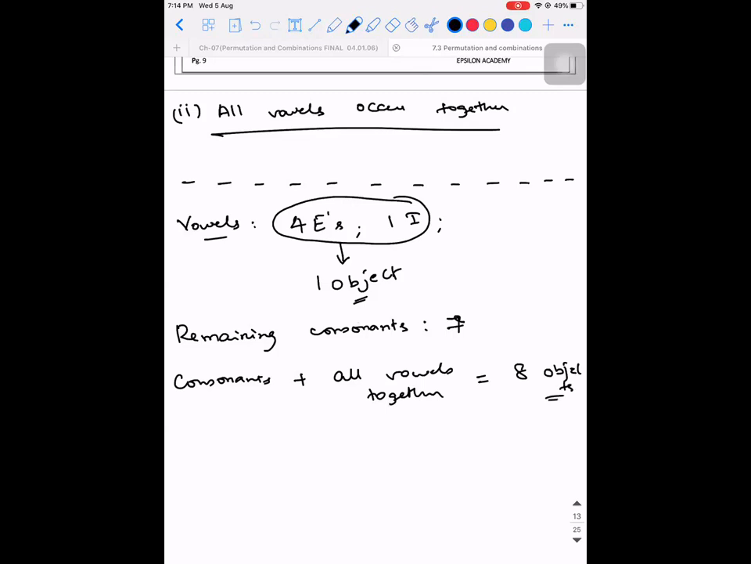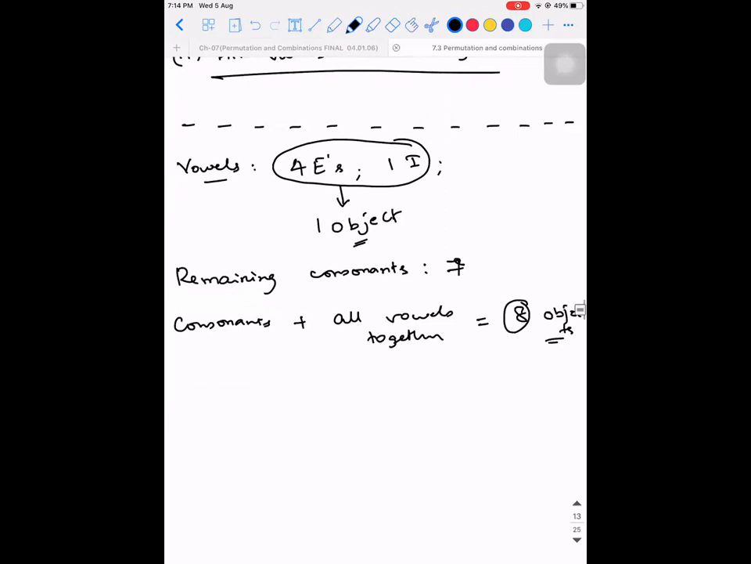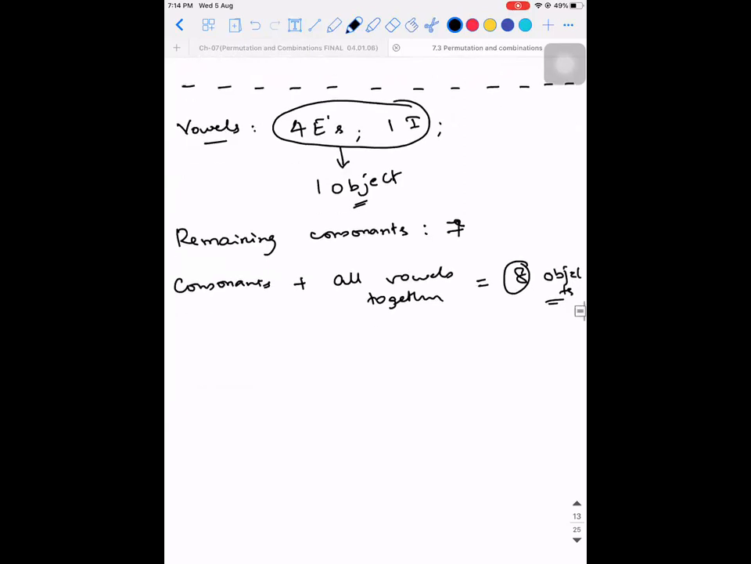Is it clear till this step? See, this is a tricky part. Concentrate, guys. I hope this 8 you're justified, right? You're convinced with this 8. So the 8 objects among themselves can be arranged in how many ways?